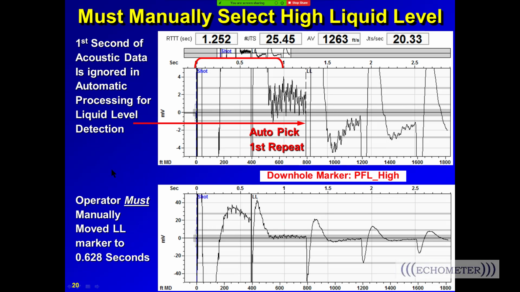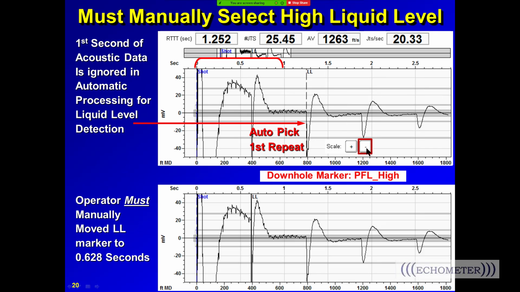This is another example of a well with a high fluid level, and we see here that the software automatically picked the liquid level. Well, did it pick it right? I don't know, because look, there's a repeat and a repeat, and those repeats are close together, and this isn't half, this is twice this distance, so I better use the scale down button and scale the acoustic trace down so I can see that there's the liquid level, and this is the repeat. The software ignored this one because it was within 1 second of the shot going off, and so you take your mouse and grab hold of the liquid level and drag it back to 0.628 seconds, and that is the liquid level kick.